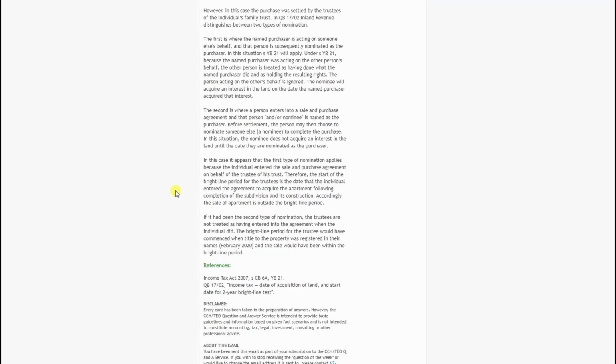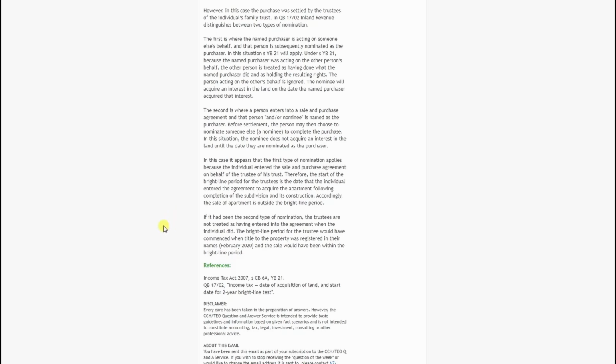In this case, it appears that the first type of nomination applies because the individual entered the sale and purchase agreement on behalf of the trustee of the trust. Therefore, the start of the bright line period for the trustees is the date the individual entered the agreement to acquire the apartment following completion of the subdivision and its construction. Accordingly, the sale of the apartment is outside the bright line period.